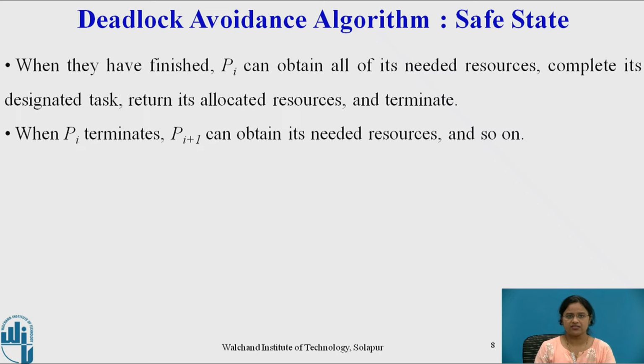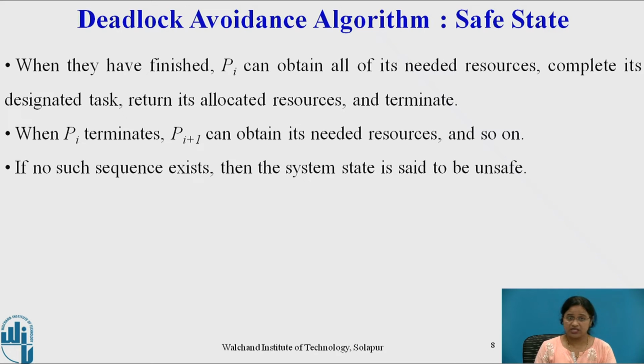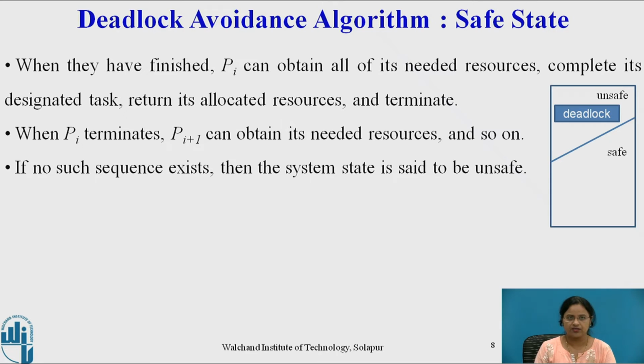When Pi terminates, Pi plus 1 can obtain its needed resources. Means when P1 terminates, P2 will get resources. When P2 terminates, P3 will get resources, and so on. So if no such sequence exists, then the system state is said to be unsafe.